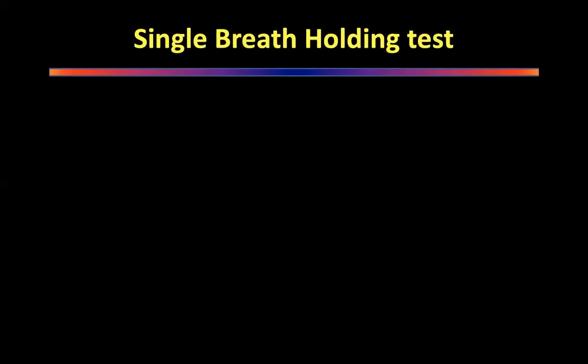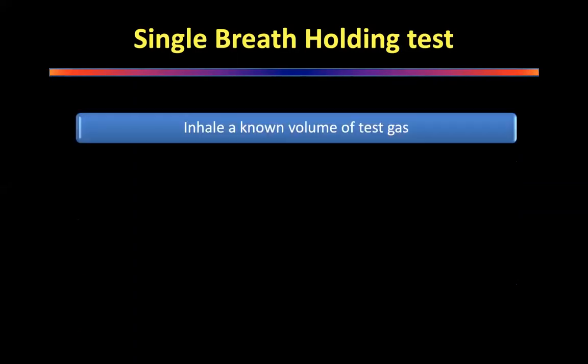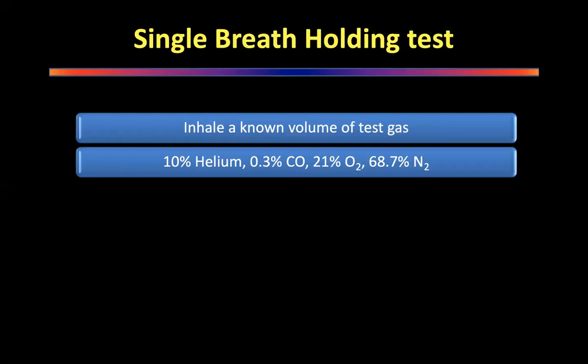So how do you do this test? You do what is called a single breath holding test. You inhale a known volume of a test gas. What does the test gas contain? It contains 10% helium. You cannot give 100% carbon monoxide. The patient will die. The moment you give 100% carbon monoxide, he will die of carbon monoxide poisoning. So you give a very low dose of carbon monoxide, about 0.3%. So you add helium, which is an inert gas. You give a little bit of carbon monoxide with it, and then you give the mixture of air: 21% oxygen and 68.7% nitrogen.